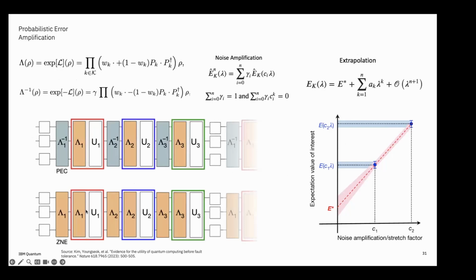Probabilistic error amplification then is essentially you'd want to double, triple, or amplify the noise. And why do we want to do that? We want to do that because then we can do zero noise extrapolation back to the value that you want, right?